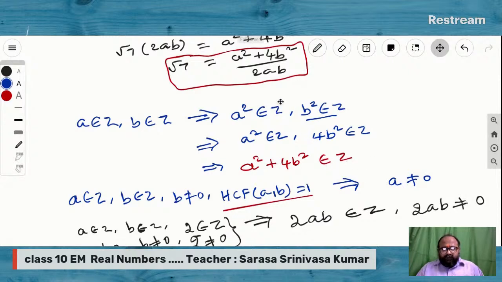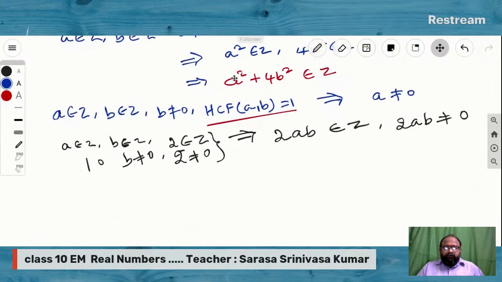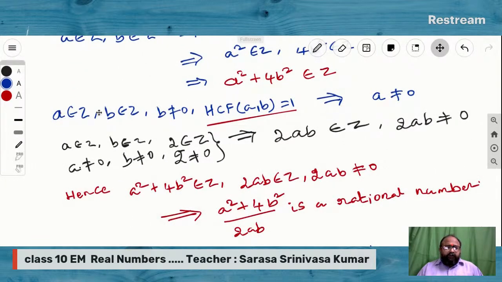Now we consider the denominator 2ab. We have to prove that the denominator is also an integer and it is not equal to 0. So to prove this, we write a is an integer, b is an integer. And in the starting, we considered that b is not equal to 0 and highest common factor of a and b equal to 1. This is because we assumed that a and b are co-primes.